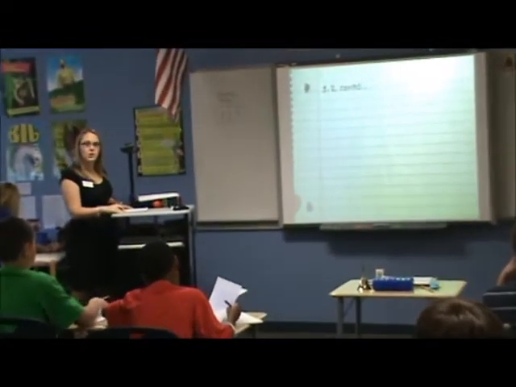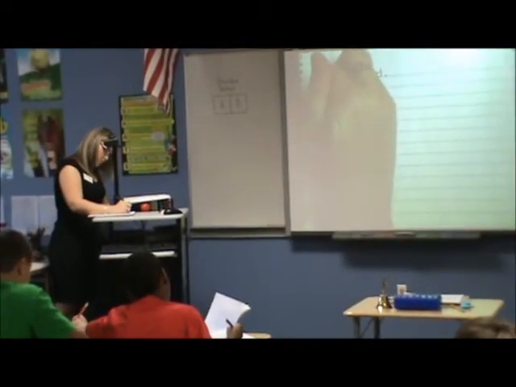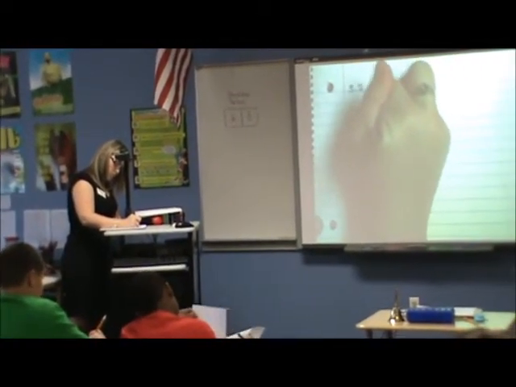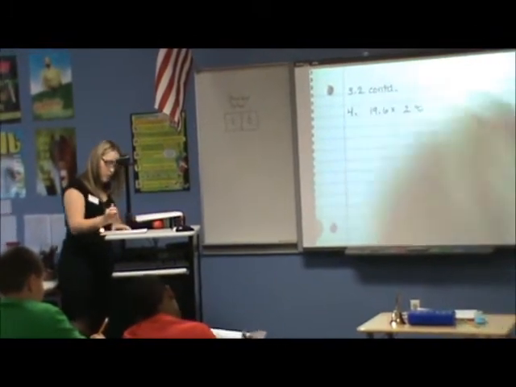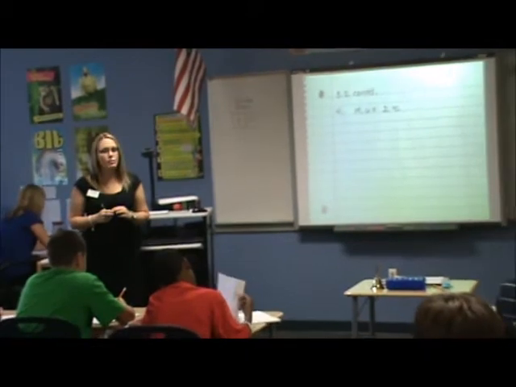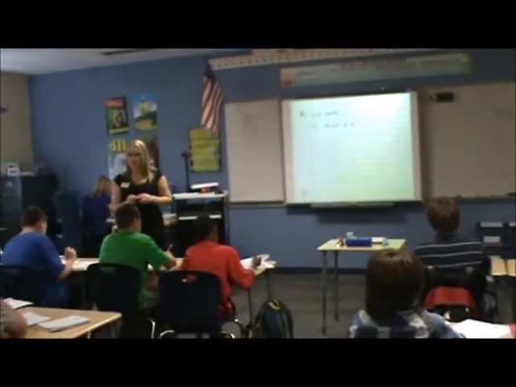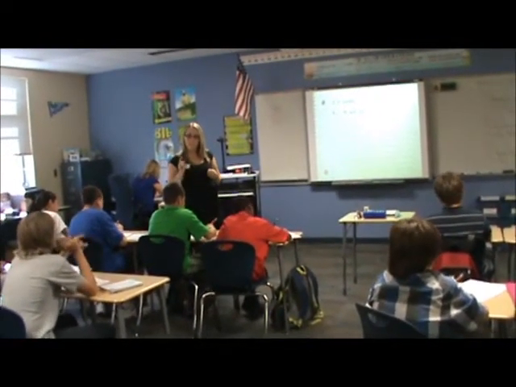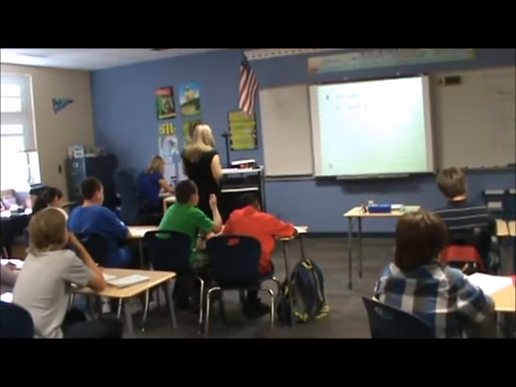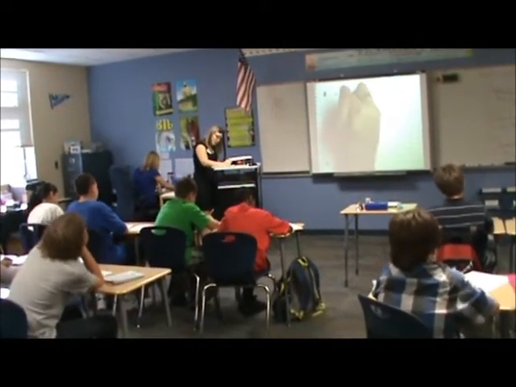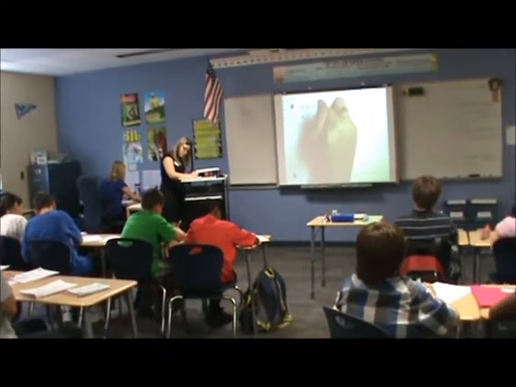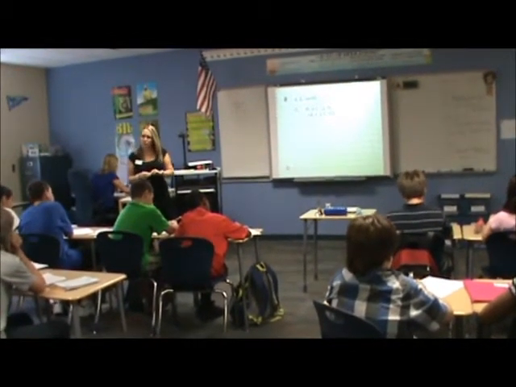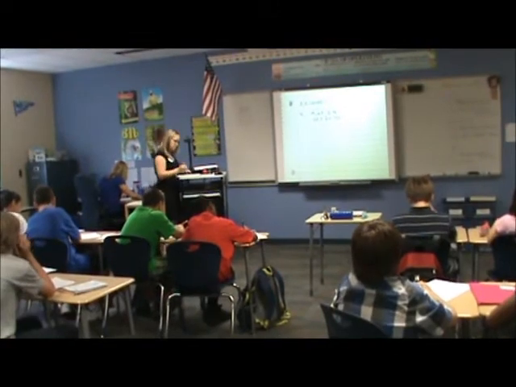That means 3.2 continued, so I'm just on my next page. If we estimate 19.6 times 2, what's 19.6 round to? Drew, you want to know? What is 19.6 round to? 20. What's 20 times 2? 40. So Drew, we know our answer is going to be somewhere around 40, right? Yep. Okay, let's solve it.